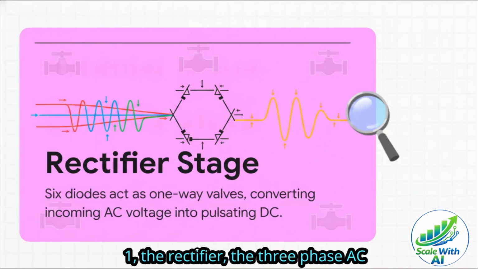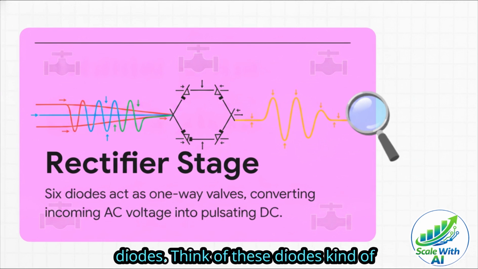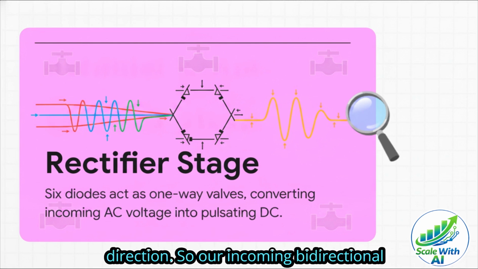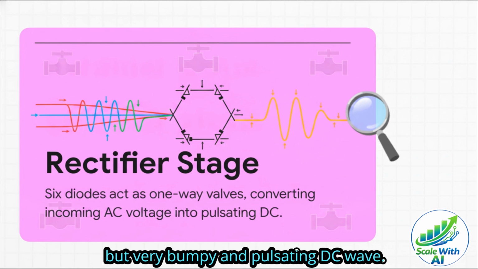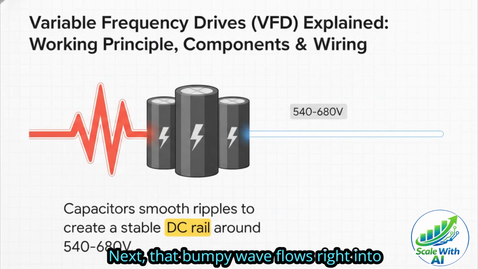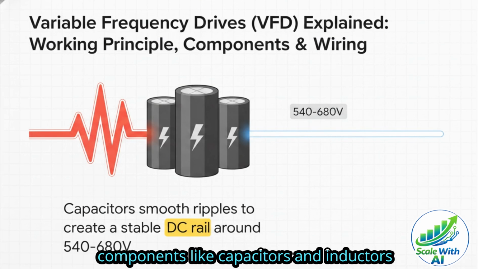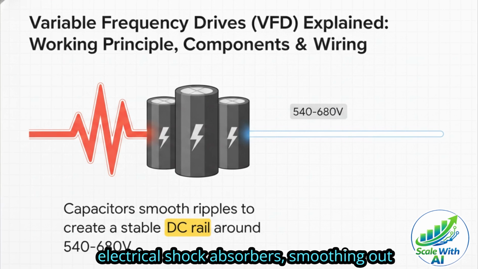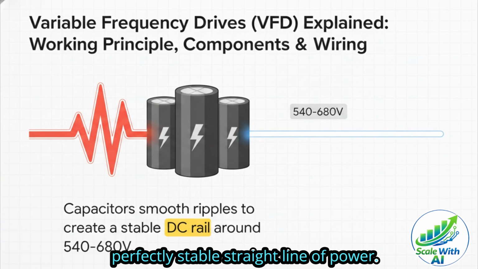Alright, so in stage 1, the rectifier, the 3-phase AC voltage enters through a bridge of 6 diodes. Think of these diodes kind of like one-way water valves for electricity. They literally only allow the current to pass in a single direction. So our incoming bidirectional AC sine wave gets forced through these valves, and it turns into a positive-only but very bumpy and pulsating DC wave. Next, that bumpy wave flows right into stage 2, the DC bus. Here, high-capacity components like capacitors and inductors go to work. They act like heavy-duty electrical shock absorbers, smoothing out all those ripples and storing up energy. And what comes out the other side? A perfectly stable, straight line of power.